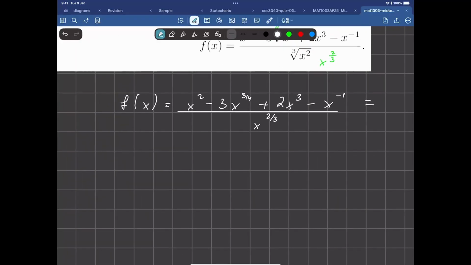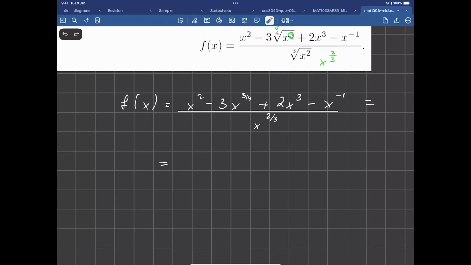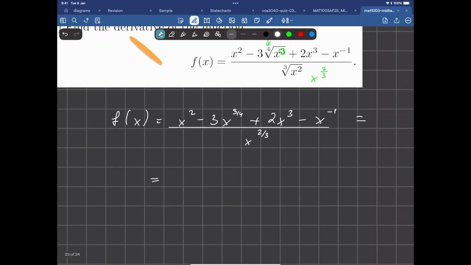What you can do is you can actually split this one fraction into 4 separate fractions. So firstly, you take the first member at the top, you divide it by the denominator. Then you take the second member, you divide by the denominator. Third member divide, fourth member divide. Okay, so these are going to be 4 separate derivatives, and it's actually much easier to calculate, or at least more straightforward than with the quotient rule.